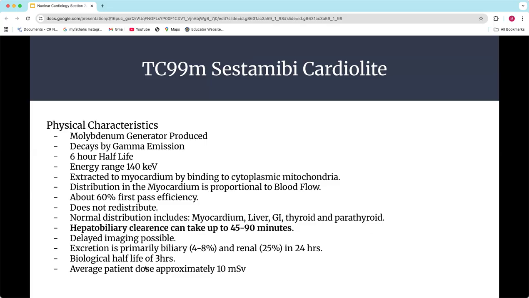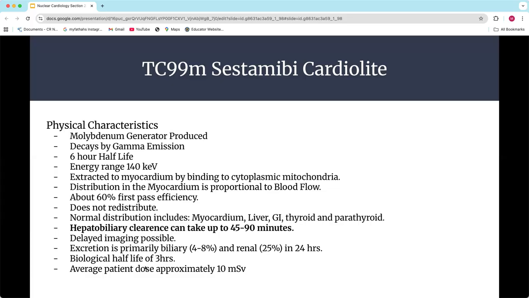Okay, let's talk about tech sestamibi. This is the same sestamibi you use for a parathyroid, and we call it Cardiolite when we're in the cardiology world. And so this is probably the one that I would say the vast majority of you are using. And so this is molybdenum generator produced. Why? Because it's tech, right? You guys know that tech's produced from a generator. It decays by gamma emission, which you also know by now, and you know it has a 6-hour half-life, and you know it's 140 keV. If you don't know those yet, you need to know those. But I imagine you do, just from being in the nuc med department.